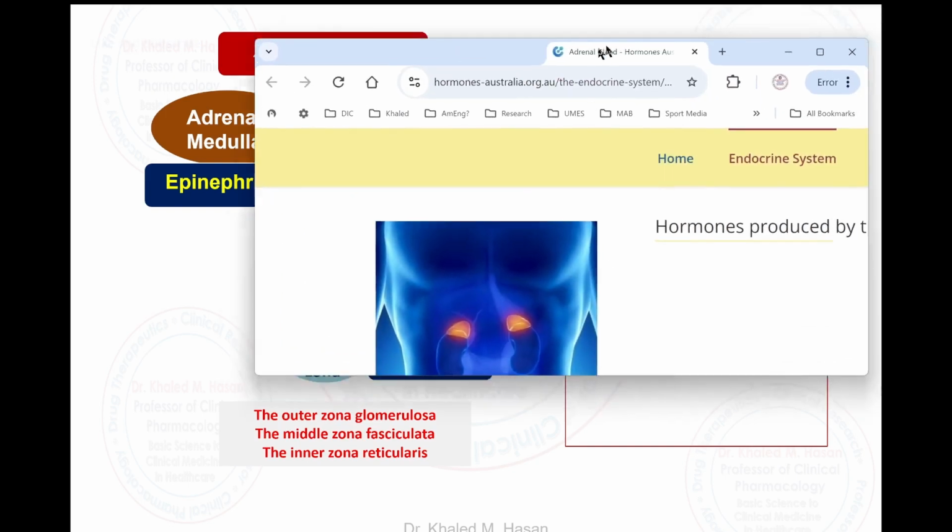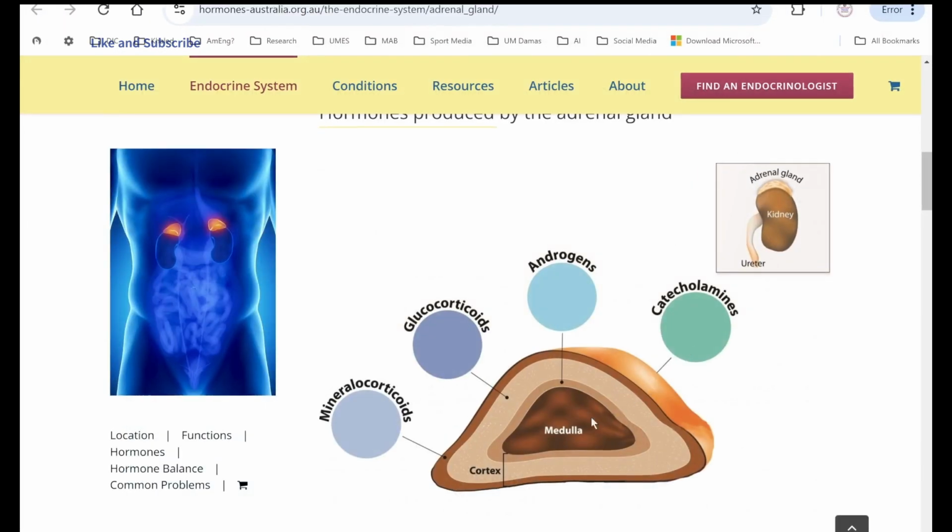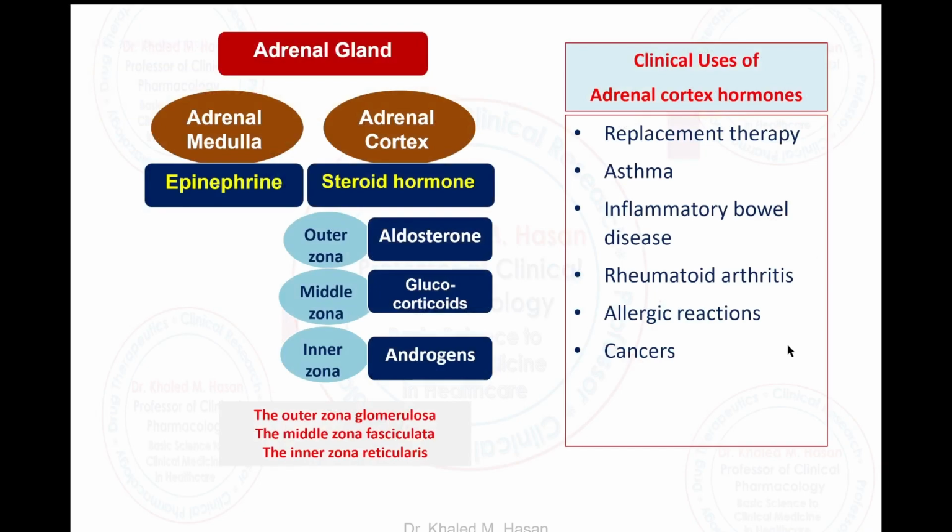Okay, let me share this website with you again to show you the adrenal gland. Credit to this website, hormoneaustralia.org. You can see here the adrenal medulla over the kidneys, on the right and left side. The inner part, the medulla, is responsible for catecholamine. The outer part, the cortex, is responsible for mineralocorticoid, the middle zone is responsible for glucocorticoid, and the inner zone is responsible for androgen. Okay, moving to the next slide.